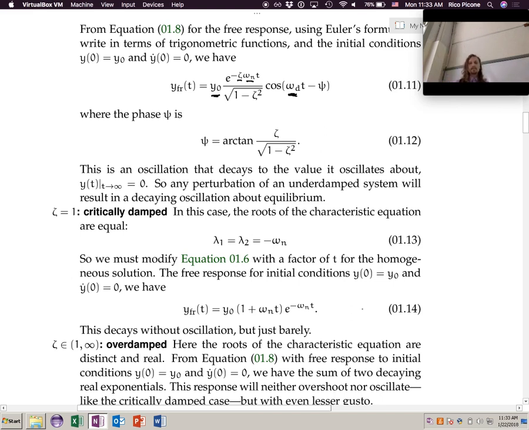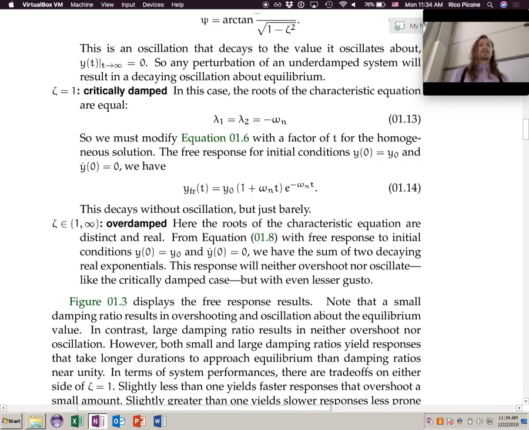So this decays without oscillation, but just barely. If you perturb this system, it's not going to oscillate as you let it go, but it's going to be as close to oscillating as you could possibly get without oscillating. Okay? So critically damped. And then we have overdamped, zeta being greater than 1.